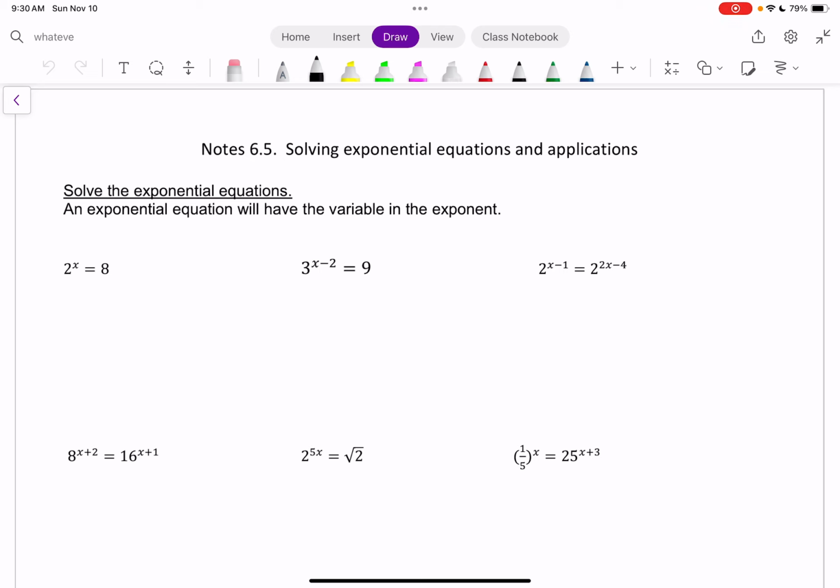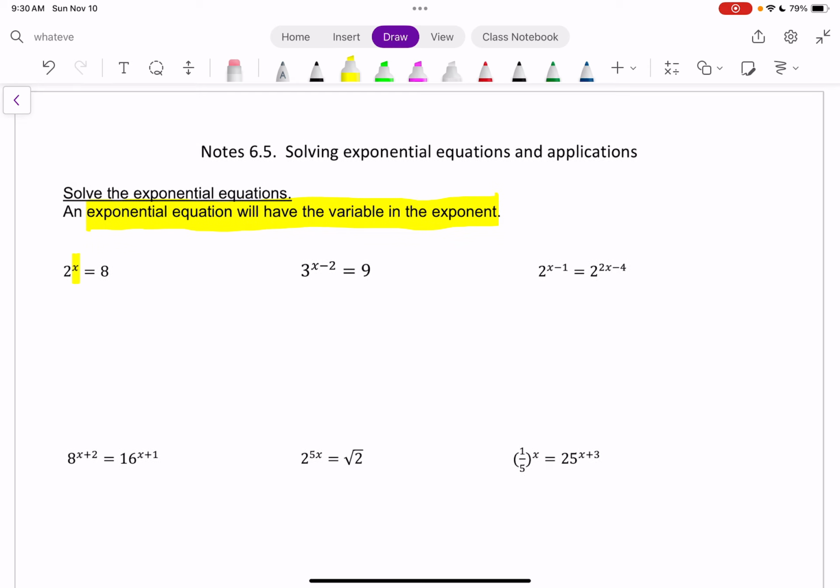Okay, so clearly an exponential equation will have the variable in the exponent. This is how we recognize that we're dealing with an exponential equation. As you see, the variables are every single time in the exponent, right? Not in the base, okay?